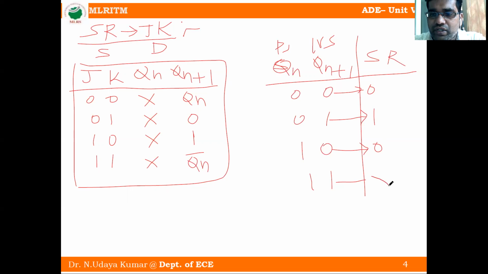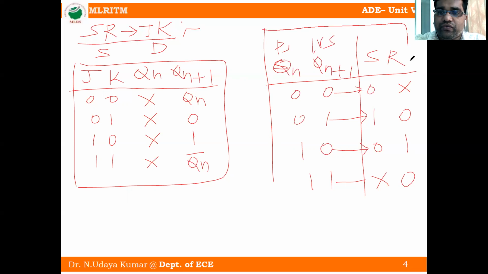Last one is don't care. So this is reverse. Here cross means don't care, then 0, then 1, then 0. So this is the excitation table for SR flip-flop.